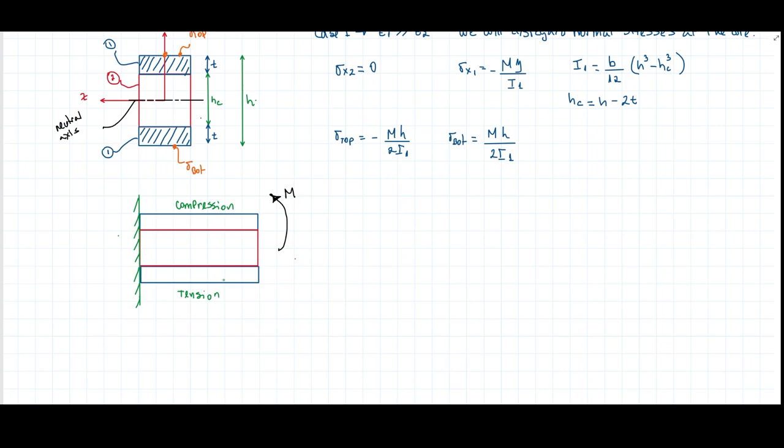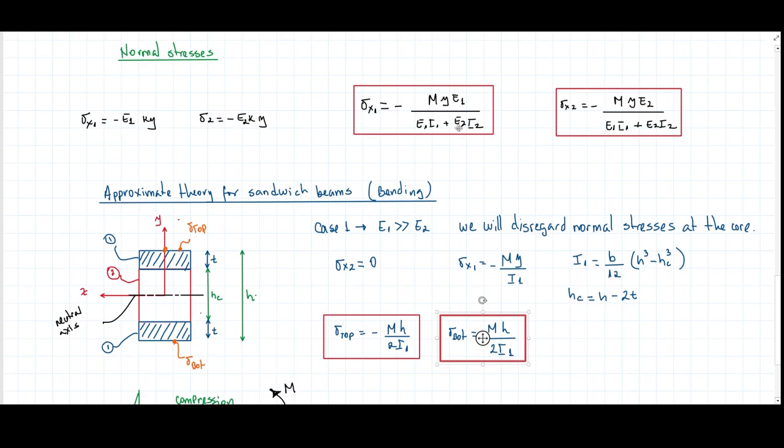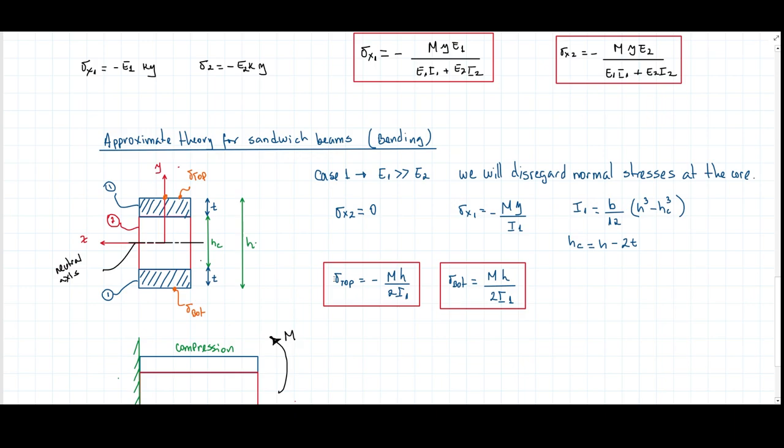Now, when you apply these formulas, instead of applying the general formulas that we derived at the beginning, let me show you which one. This one here, you could apply both of them. But the difference is that the results of using the approximate theory for sandwich beams are that these stresses are going to be a little bit higher than the ones given here. So we're going to make an exercise where we use both theories to calculate the stresses at the top and at the bottom of the sandwich beam, and you're going to see that there is a difference.